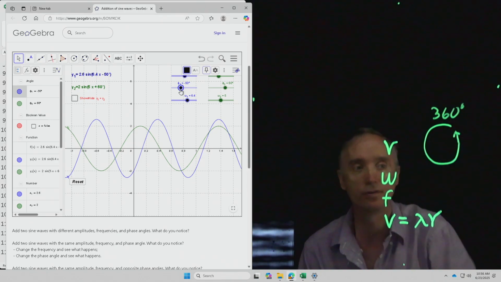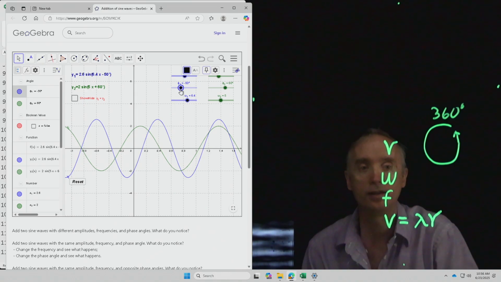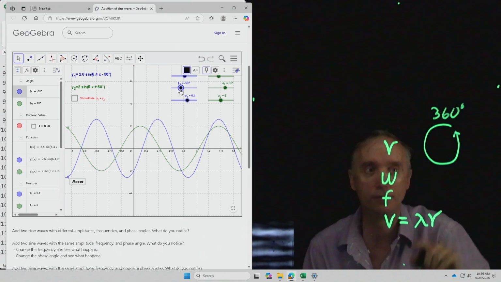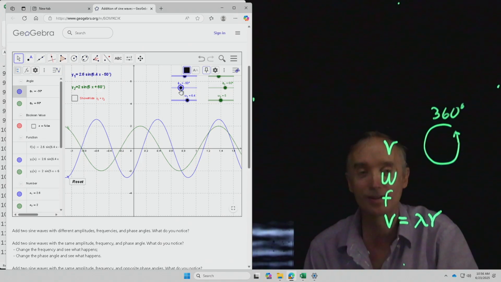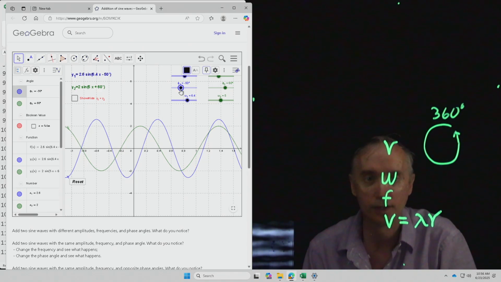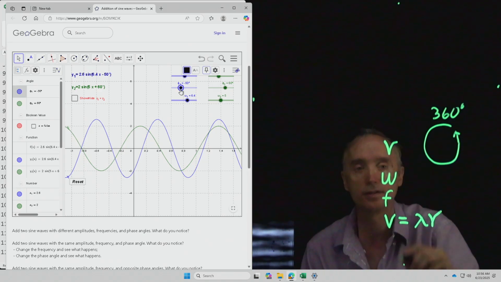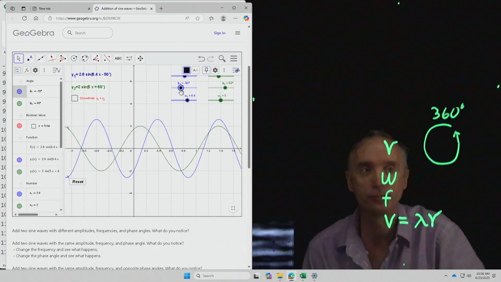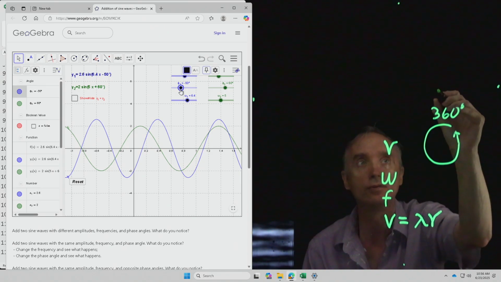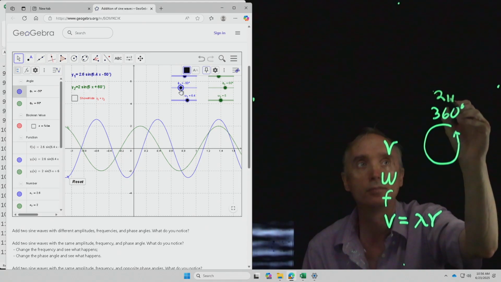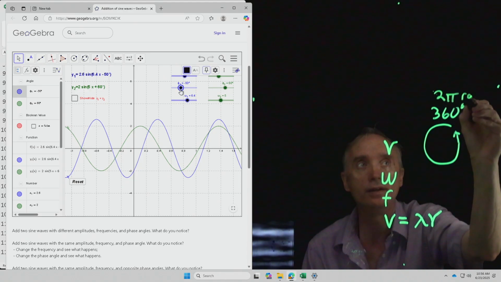360 degrees. Okay, now there's another way of measuring the angle through which it goes, and it's going to be called radians. And so radians is going to be in terms of pi. And so if this thing goes around in a complete circle, then that is going to be called 2 pi radians.